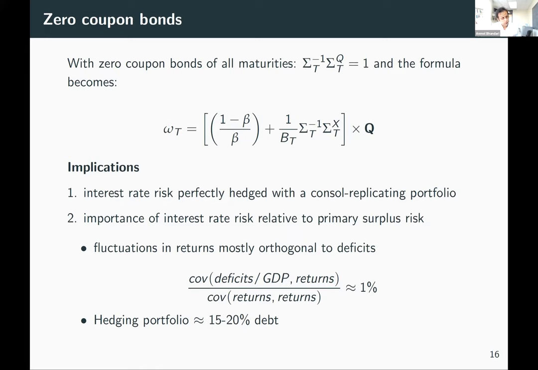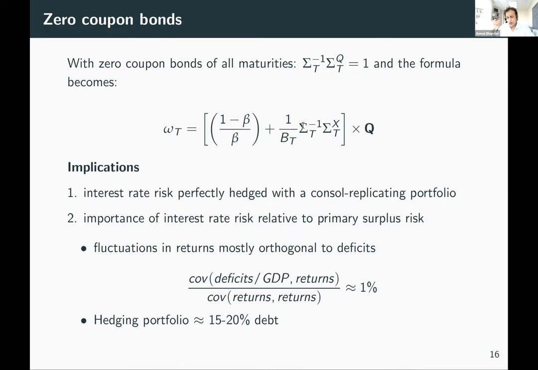The second thing which this expression tells us is you can do a back of the envelope calculation to figure out how important is this exponentially declining console replicating portfolio relative to the second piece here, which comes from hedging primary surplus risk. So I'm going to do a more formal analysis using data from the US later on. But I think at this point, it might be useful to give some back of the envelope numbers, and we can do that quite easily.